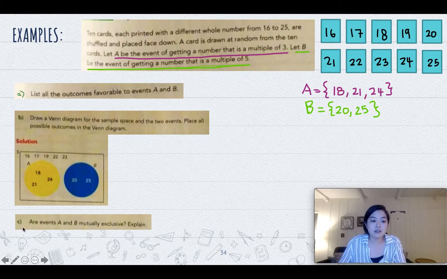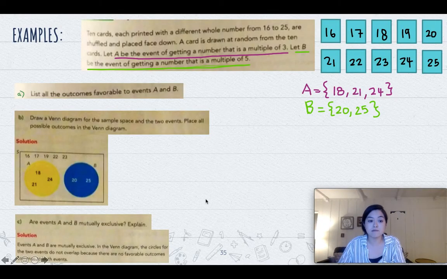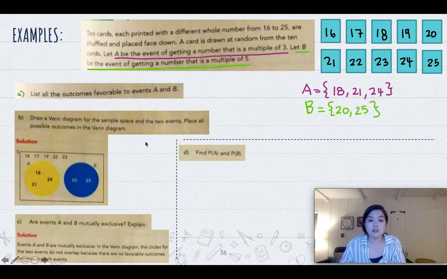Now C. Question C says, are events A and B mutually exclusive? Yes, they are, because there's no overlap. So they are mutually exclusive. Okay? And now look at D.